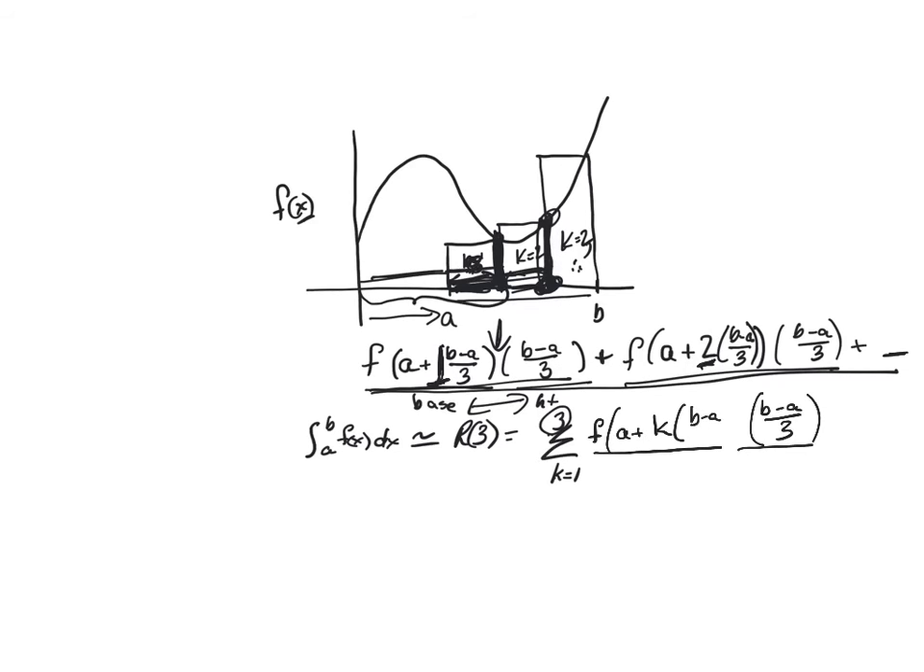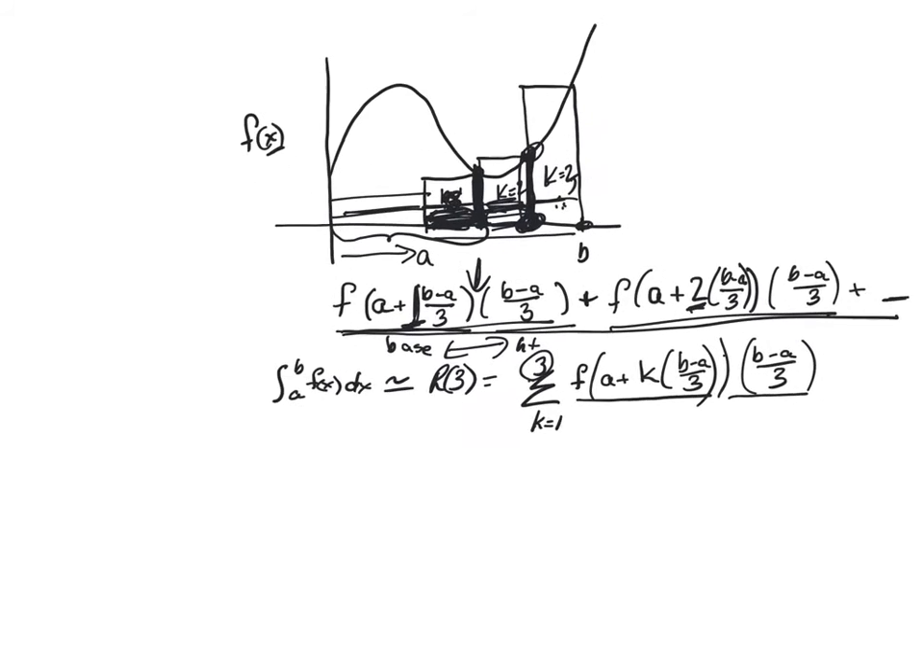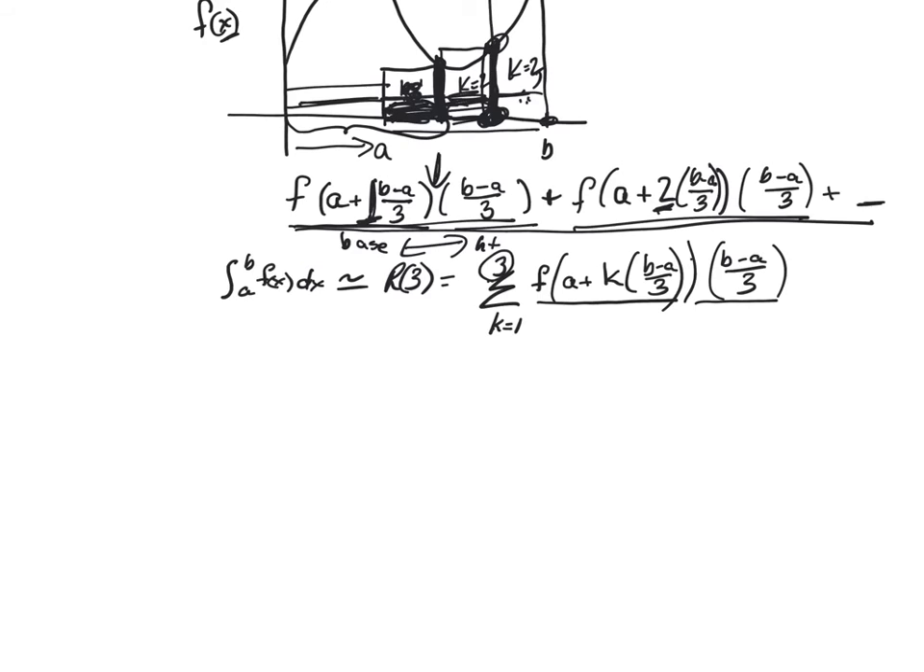times b minus a over 3, which makes good sense, because if I'm on the third rectangle, I need 3 of those widths to add to a to get to my x point, right? Is that all right? Everybody okay? Okay, let's see if I can move this up here a little bit. There we go.